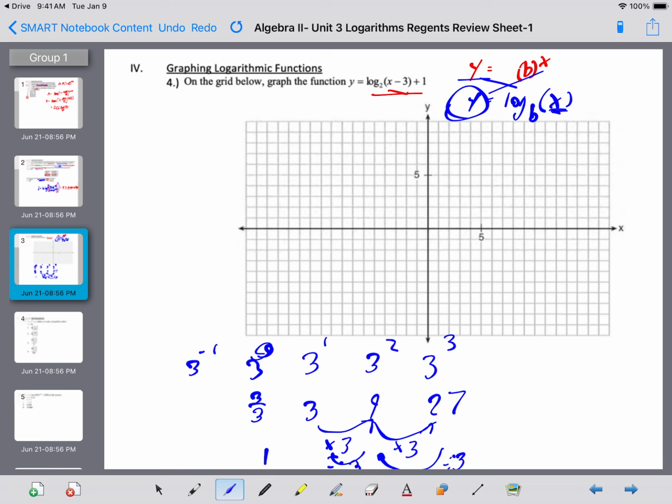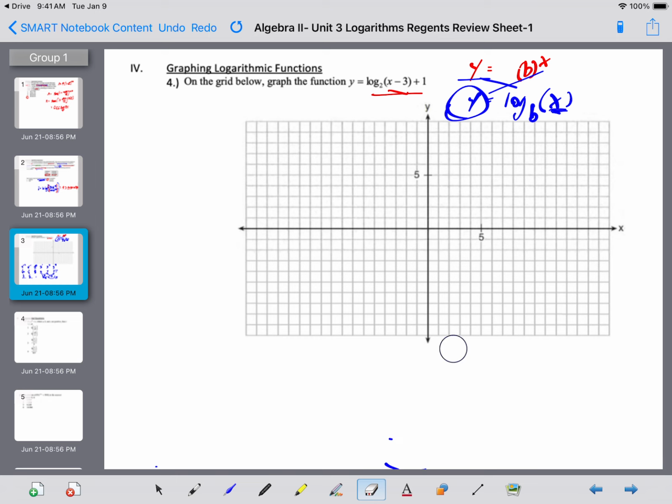3 to the negative 1 would be 1 over 3. 3 to the negative second would be 1 over 3 squared, which is just 1 over 9. So your exponents could give you a fraction, your exponents could give you 1, or a number much bigger than itself, but it can never give you 0, and it's always going to be non-negative. So your argument must be greater than 0.